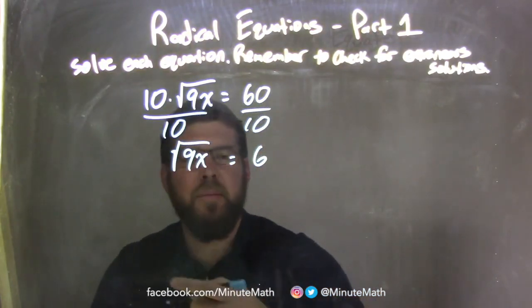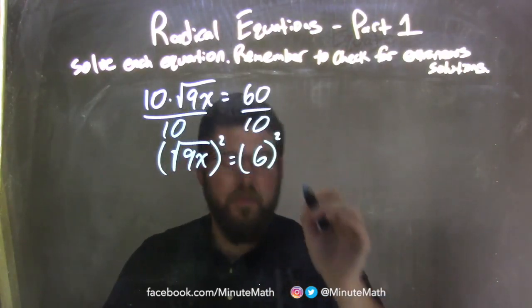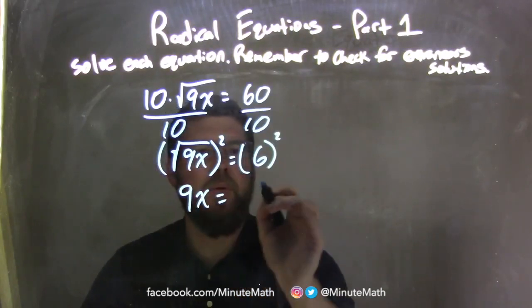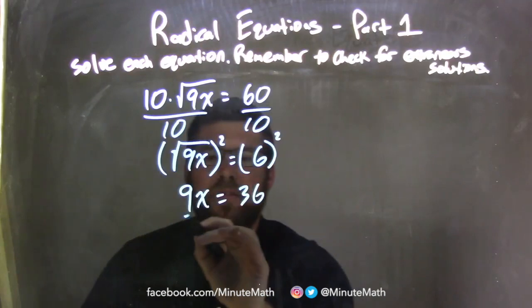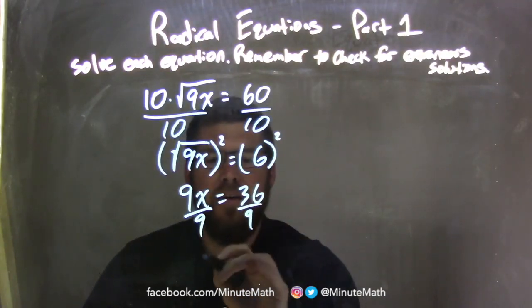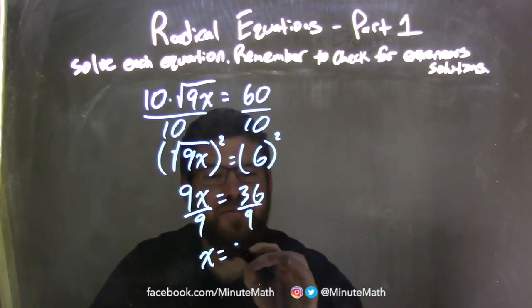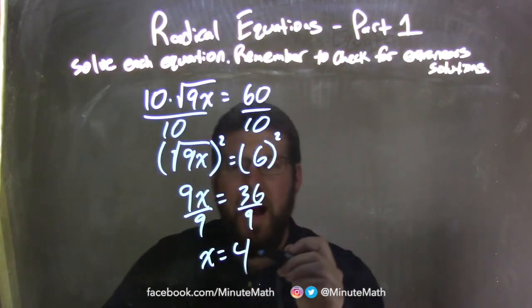I then need to eliminate the square root, so I'm going to square both sides. Square both sides, so we're left with 9x equals 36. Well, I have 9 times x. Divide by 9 on both sides, leaving me with x equals, well, what's 36 divided by 9, which is 4, right? So x equals 4 here. So now I need to check that.